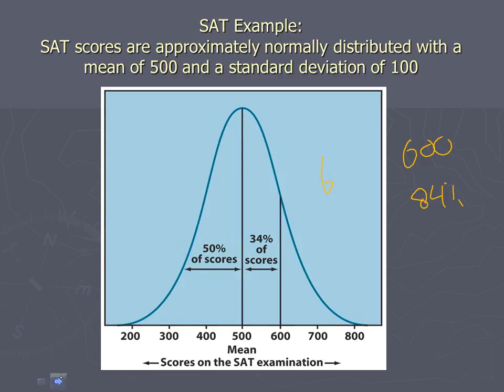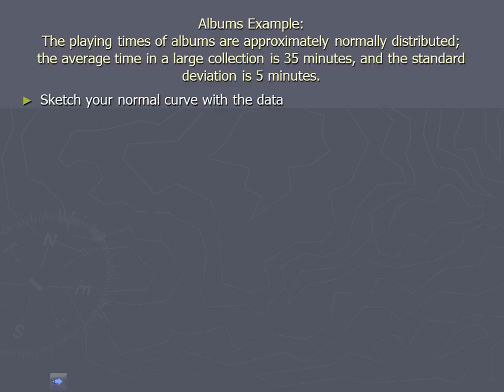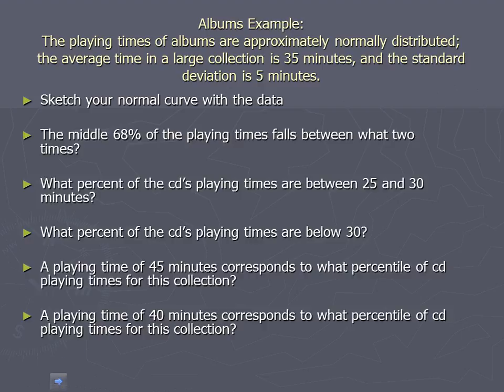Okay? Albums. The playing time of albums is approximately normally distributed. The average time in a large collection of albums is 35 minutes. The standard deviation is 5 minutes. Go ahead and sketch your normal curve and then answer the following questions.